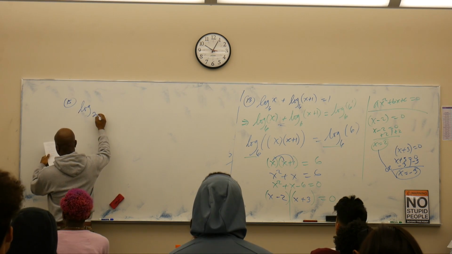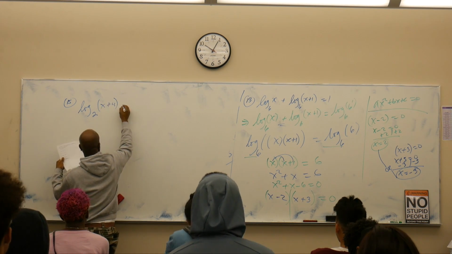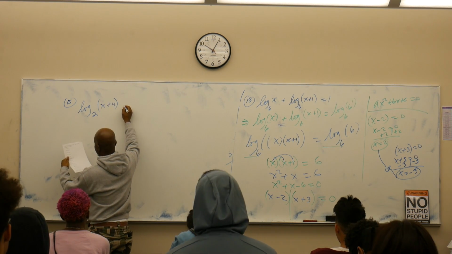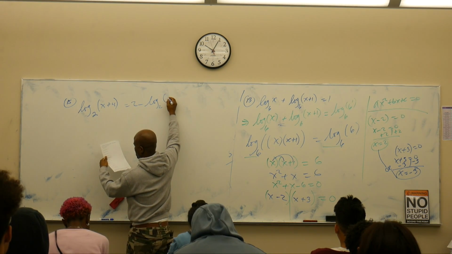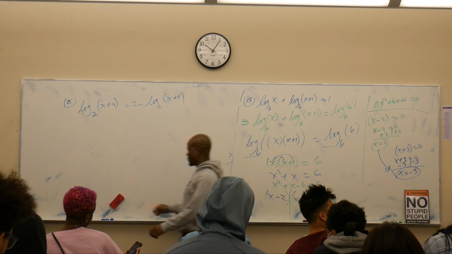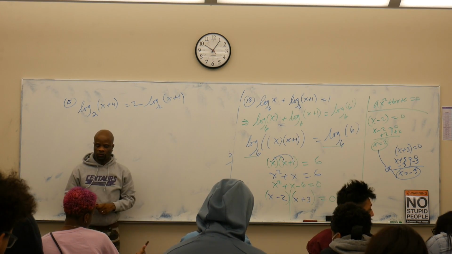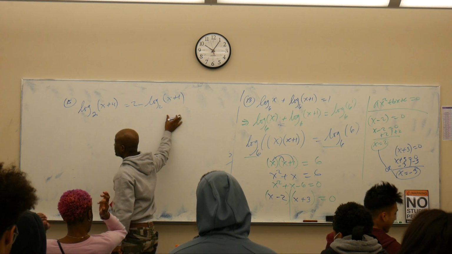So log base 2 of x plus 4 is equal to 2 minus the log base 2 of x plus 1. Here is our question. Could we move all of the logs to one side? And the answer is yes. So this is a subtraction.